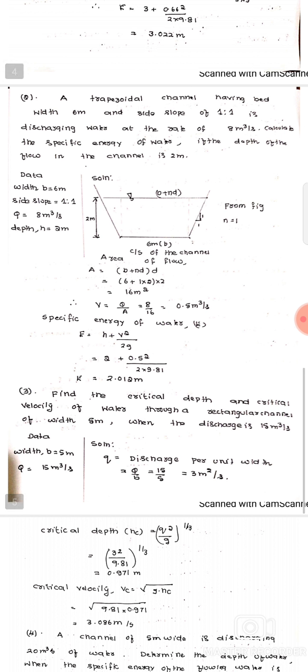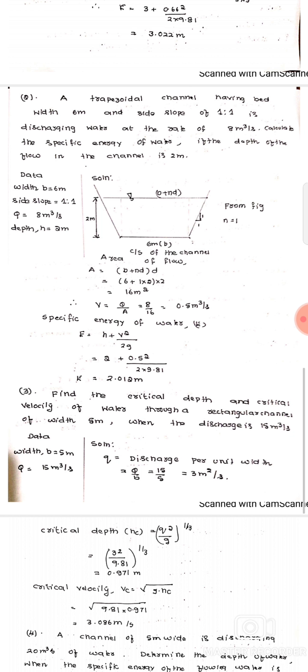A trapezoidal channel having the width 6 meter and the side slope of 1:1 is discharging the water at the rate of 8 meter cube per second. Calculate the specific energy of water if the depth of flow is 2 meter. So we have the width 6 meter and the depth as 2 meter. Discharge Q is 8 meter cube per second, and the side slope is 1:1, that is n is equal to 1 by 1, as 1.